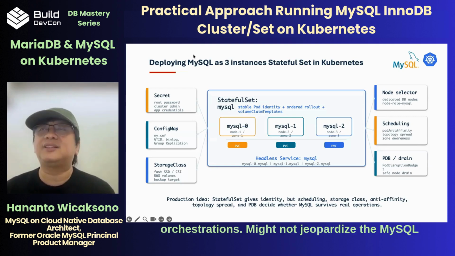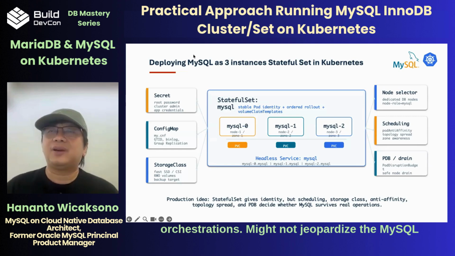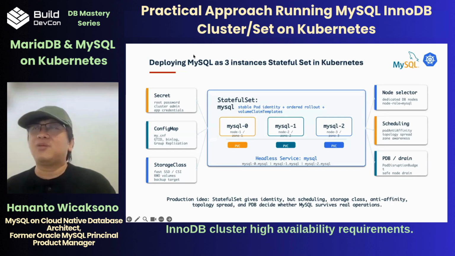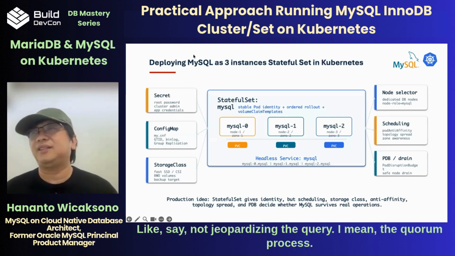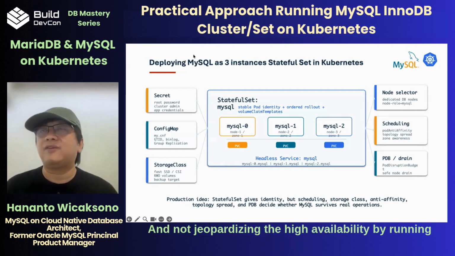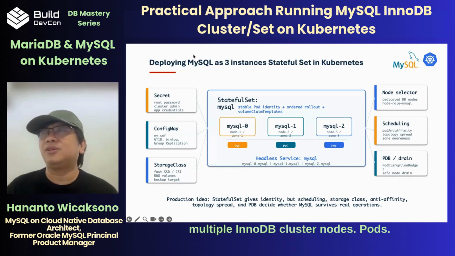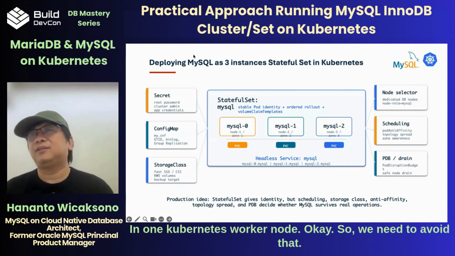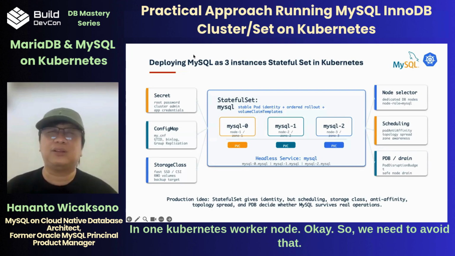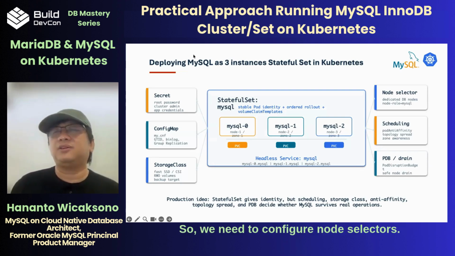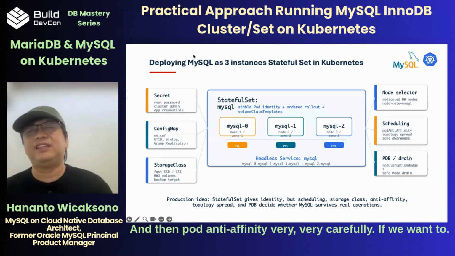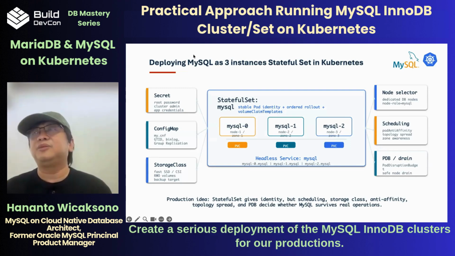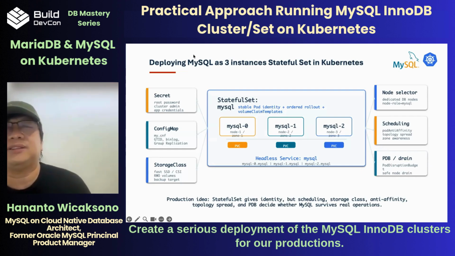Kubernetes orchestration does not jeopardize the MySQL InnoDB Cluster high availability requirements, like jeopardizing the quorum process, and not jeopardizing high availability by running multiple InnoDB Cluster node pods on one Kubernetes worker node. So we need to avoid that. We need to configure node selectors and pod anti-affinity very carefully if we want to create a serious deployment of MySQL InnoDB Cluster for production.